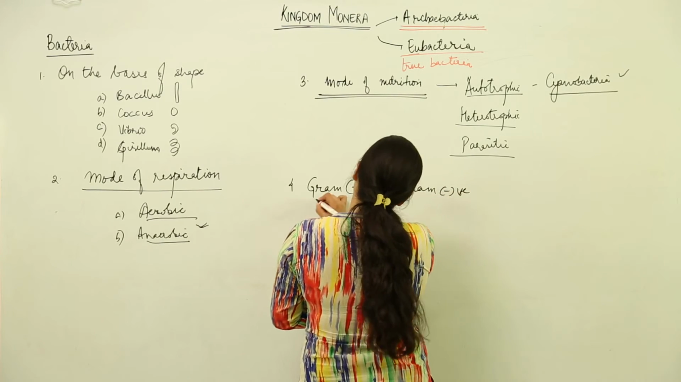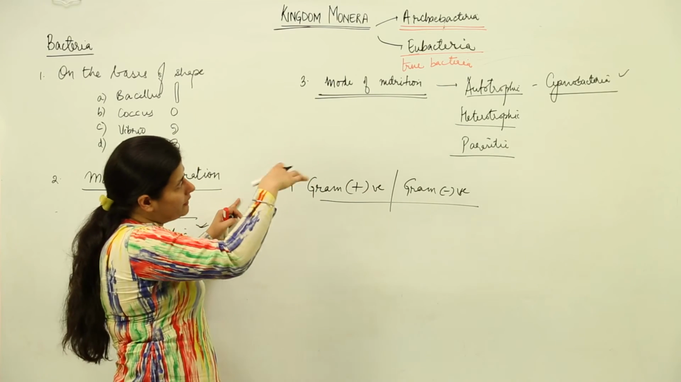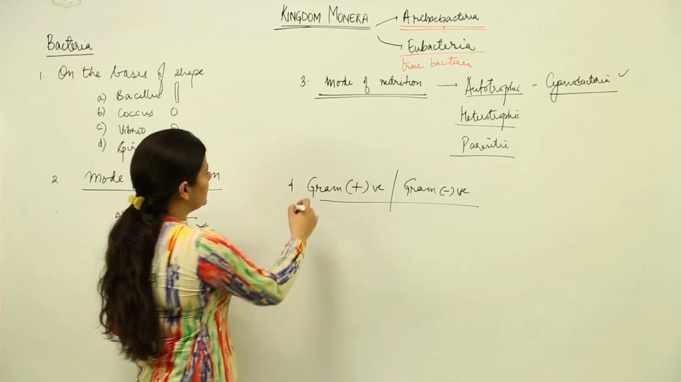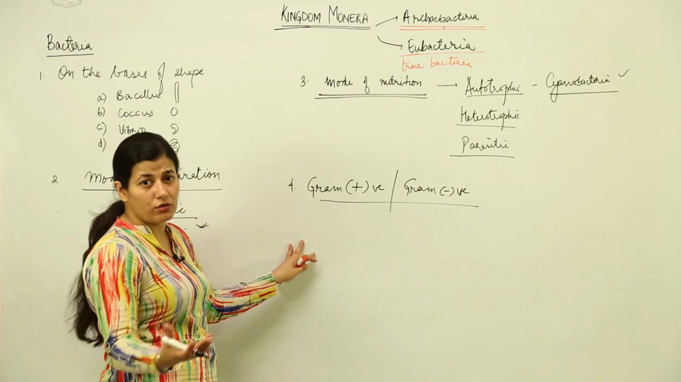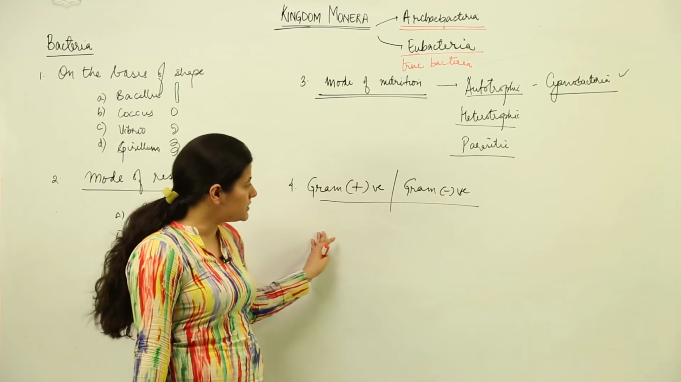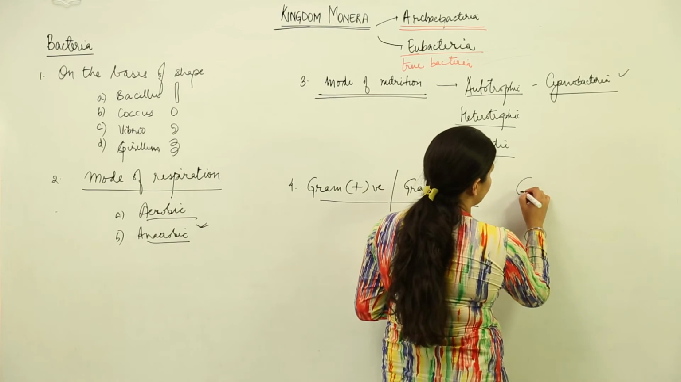Now, this classification lies for archaebacteria and eubacteria. We are going to study about them in detail, their characteristic features, but for now we are seeing the classification criteria. What could all they be? They could be gram positive, gram negative. This is a classification which is made on the basis of gram staining.